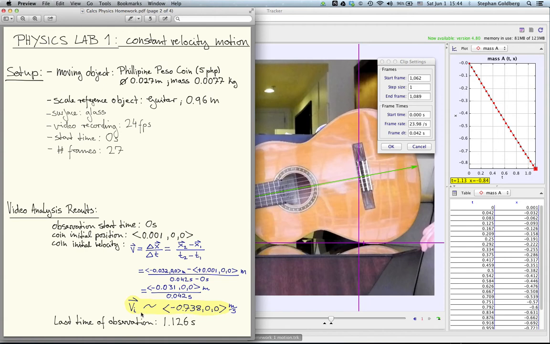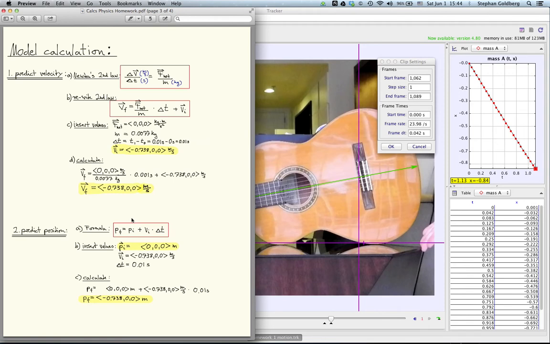So we use this to set up the mathematical model. In this model we want to predict the velocity of the coin, and we want to predict its position. To predict the velocity, we use Newton's second law here and rewrite it into this form to obtain the final velocity in a vector form.